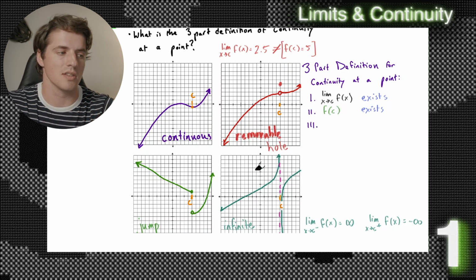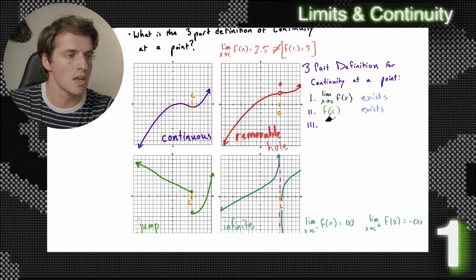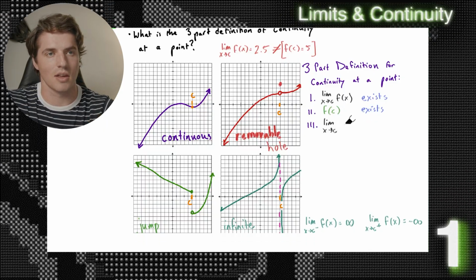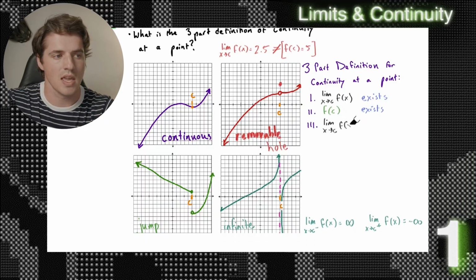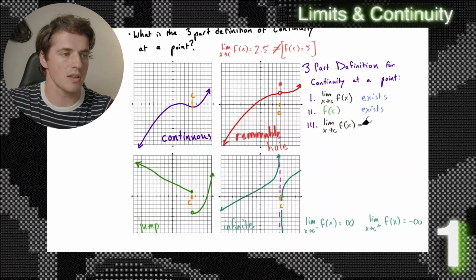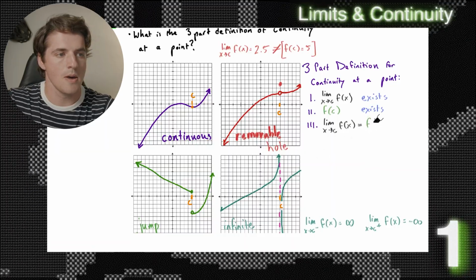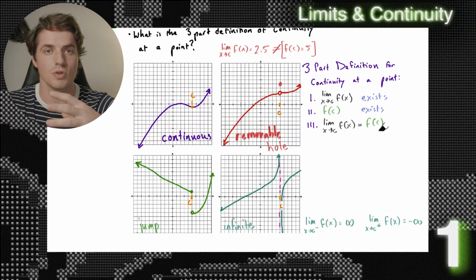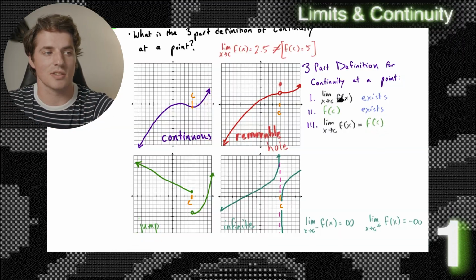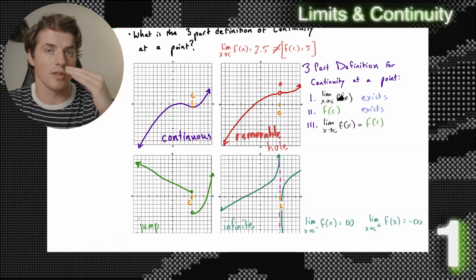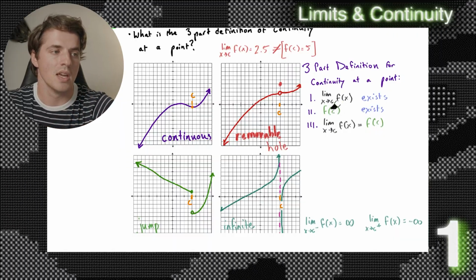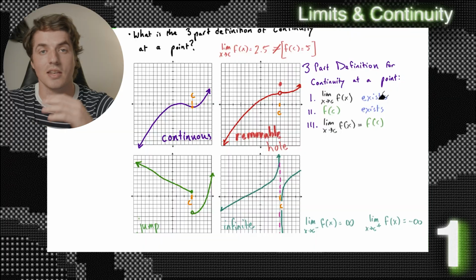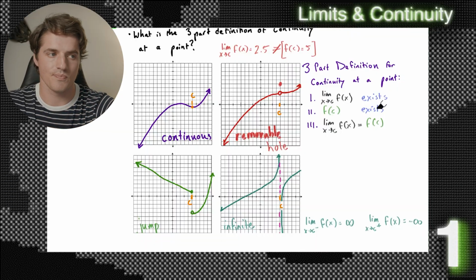So that's why I'm picking these colors. You'll see that we, yes, have a lot of parts to this, and it's kind of overwhelming to have to memorize all of these. But you'll see that we actually only have 3 things that we repeat 2 times each. So the limit as x goes to c of f of x, we have that in the first part and in the third part. f of c we have in the second part and in the third part. And exists are in the first and second part.